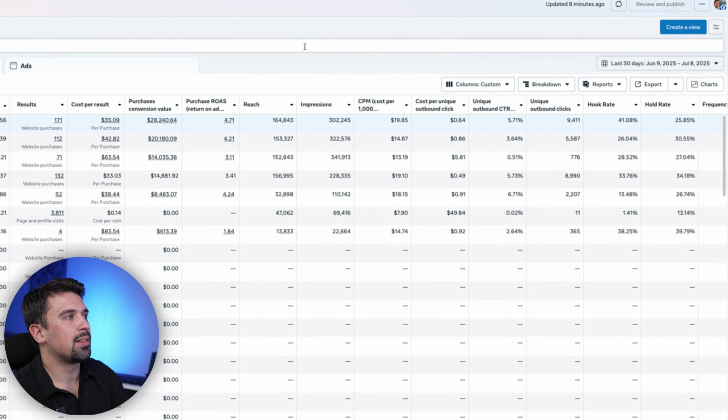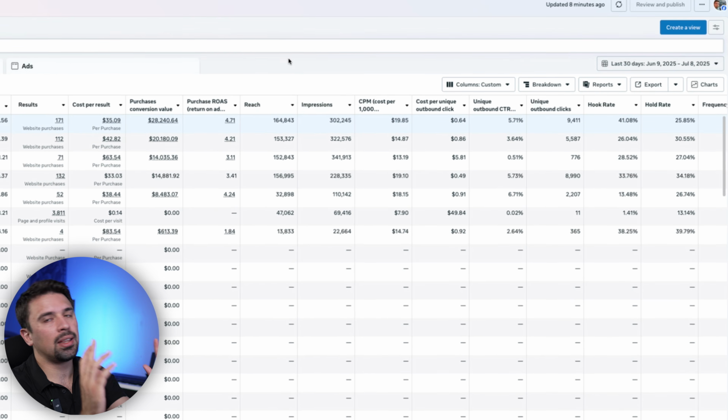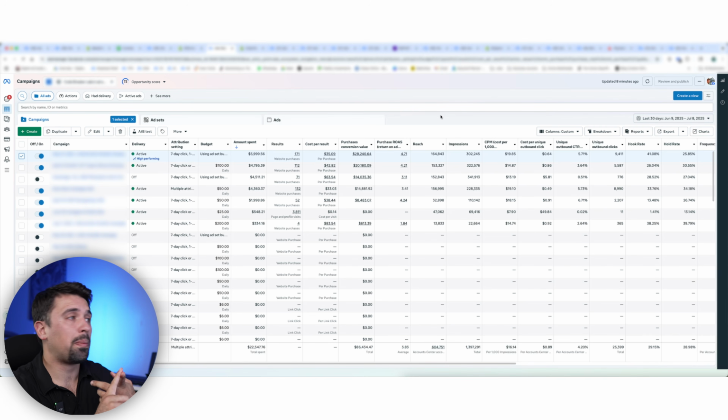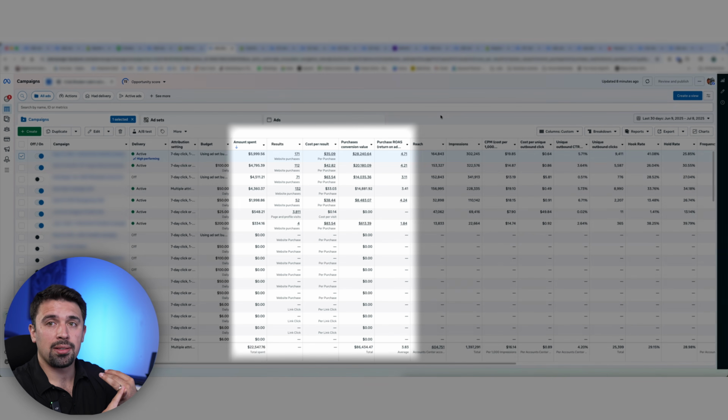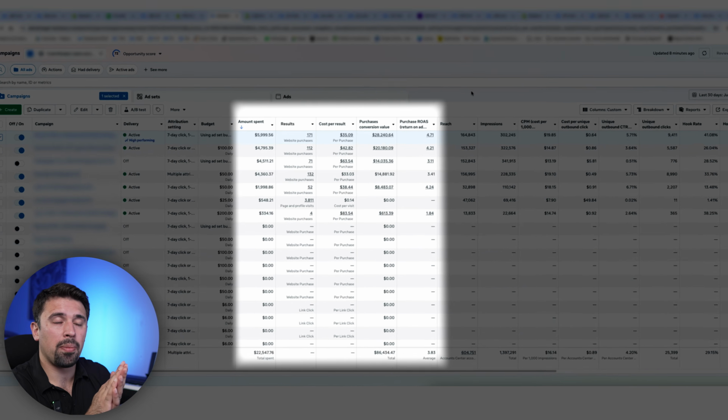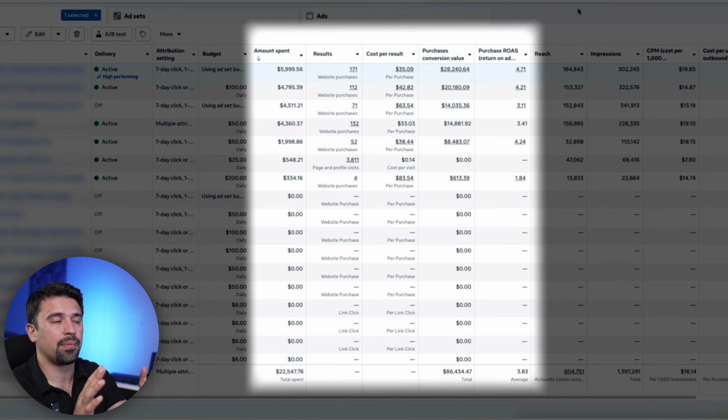But for me, if I had to summarize, I'm mainly focusing on amount spent, how many purchases or leads I'm getting, my cost per purchase or cost per lead, and my ROAS, right? All those are my core metrics that I look at across all my accounts. Now, if those metrics are in order, perfect.